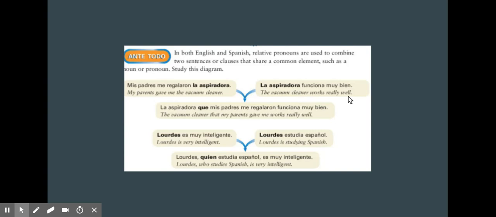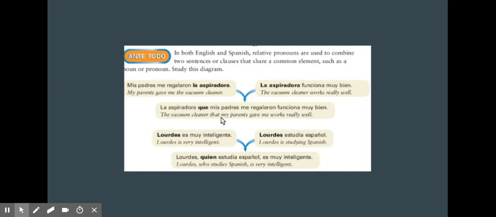Now, one way you could combine it is saying, my parents gave me the vacuum cleaner and it works really well. In Spanish, mis padres me regalaron la aspiradora y funciona muy bien. But another way you could express the sentence is, the vacuum cleaner that my parents gave me works really well. Now, that word that is the equivalent of que in Spanish. La aspiradora que mis padres me regalaron funciona muy bien. If you see, it works in the exact same structure. La aspiradora, the vacuum cleaner, que, that, mis padres me regalaron, that my parents gave me, funciona muy bien, works really well.